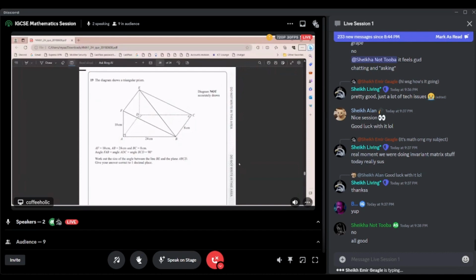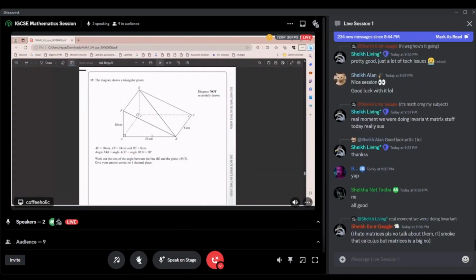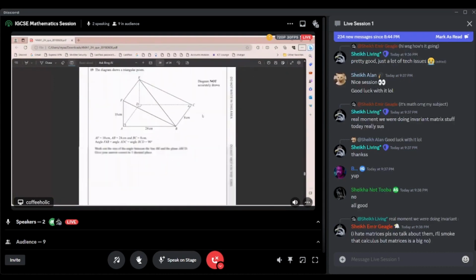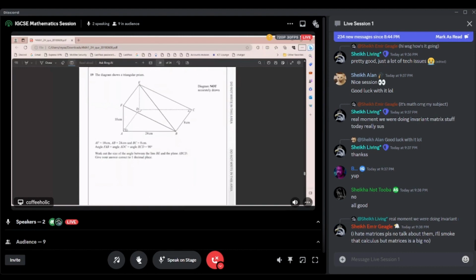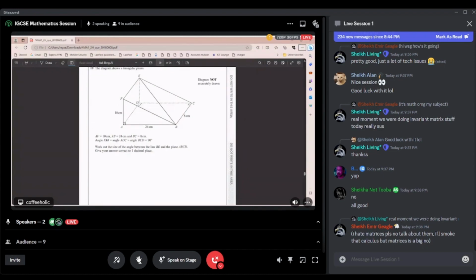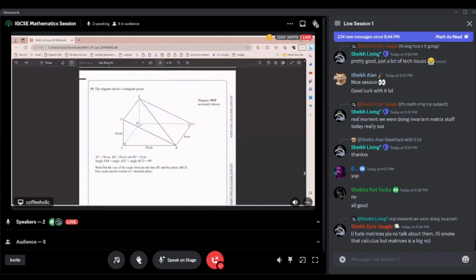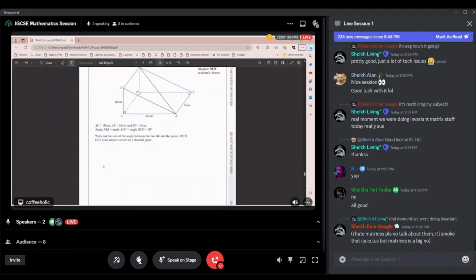All right, moving on, guys, question 19. The diagram shows a triangular prism. The lengths are given, and angle FAB equals angle ABC equals angle BCD equals 90, so the bottom plane is rectangular. Work out the size of the angle between BE and plane ABCD. For this question, you need to work out which triangle we need to use. For BE and the plane ABCD, we'd use the triangle DEB.